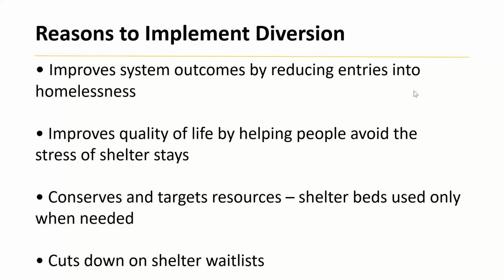So as Diana said, there's many reasons as to why we do shelter diversion, and I just want to speak a little bit more of the reasons to implement diversion. Now, it improves our system outcomes by reducing the entries into homelessness. The goal for our outcomes is to have a reduction in the inflow and instead increase our outflow. Also to decrease the average length of homelessness and decrease the returns to homelessness. And diversion is something that can assist with all of those outcomes. Also, we want to improve the quality of life by helping people avoid the stress of shelter stays.